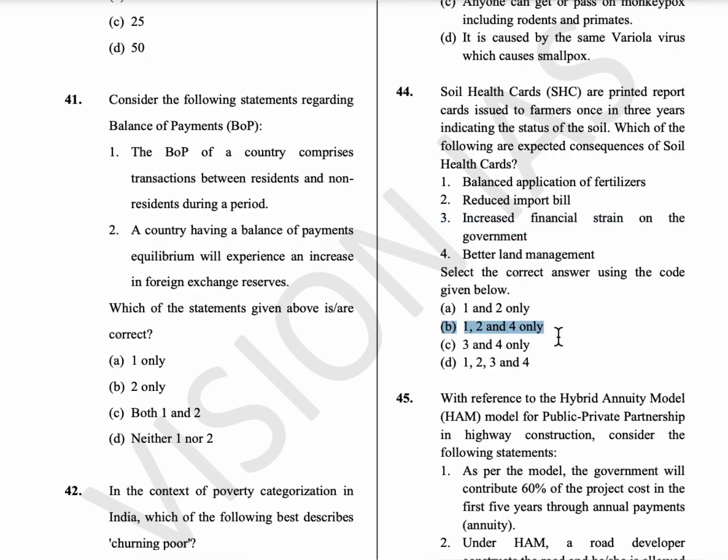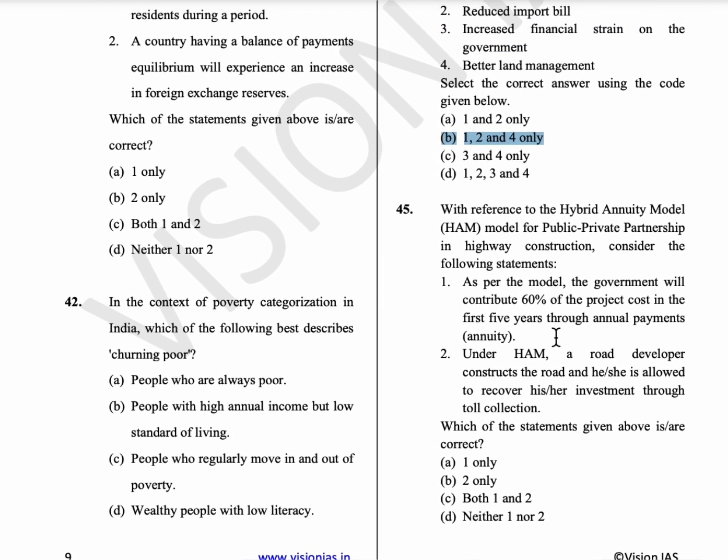So only option B. For the fifth question, with reference to the hybrid annuity model of public-private partnership in highway construction, consider the following statements. As per the model, the government will contribute 60% of the project cost in the first 5 years through annual payment. So the first statement is wrong because the government will contribute only 40%. Next, under HAM, a road developer constructs a road and he or she is allowed to recover his or her investment through toll collection.